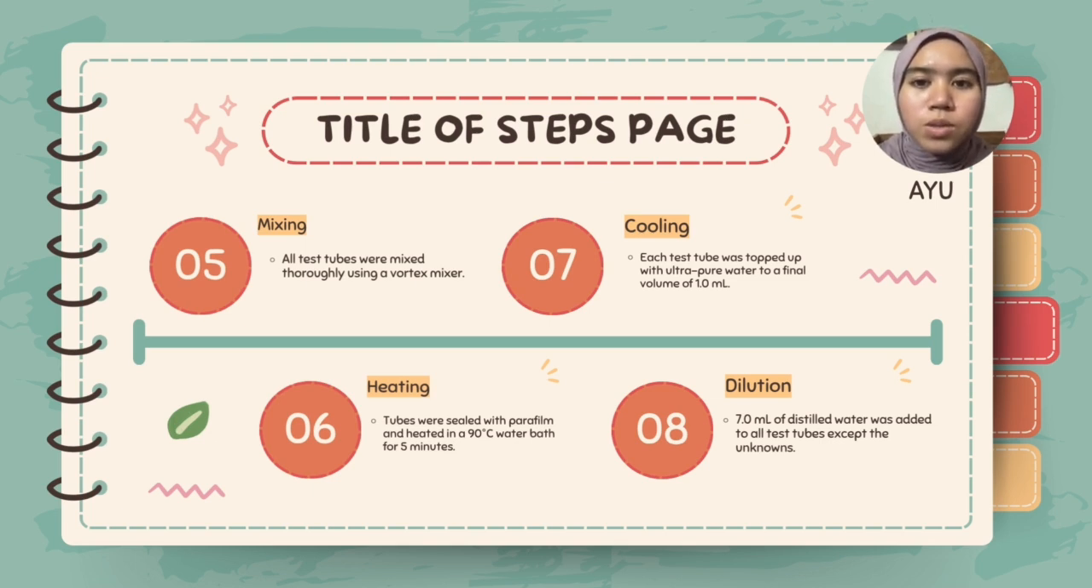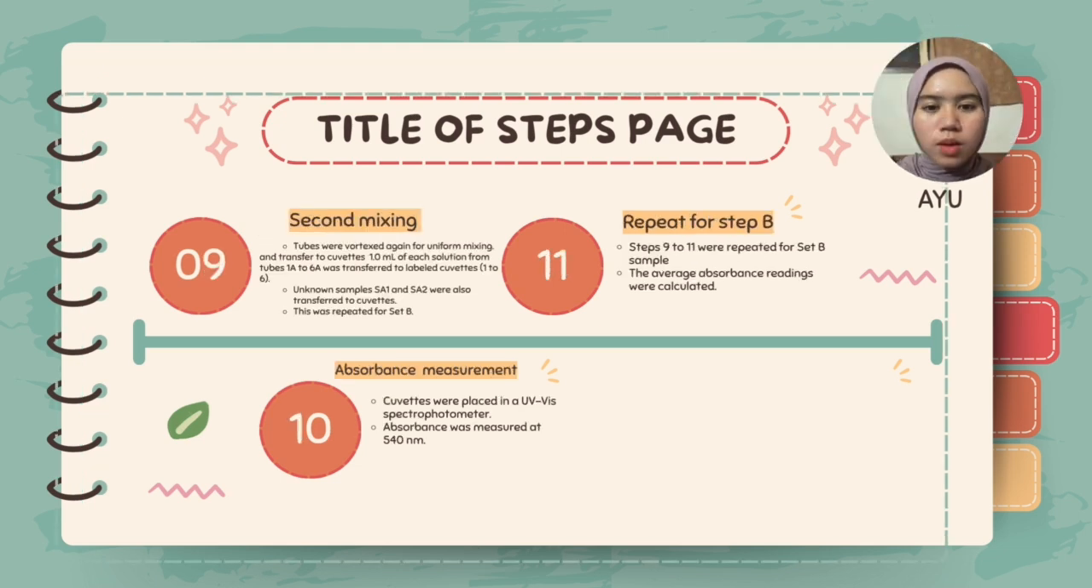Step 7 is cooling. Step 8, dilution: 7 ml of distilled water was added to all test tubes except the unknown solution. Step 9. Second mixing. Tubes were vortexed again for uniform mixing and transferred to cuvettes.